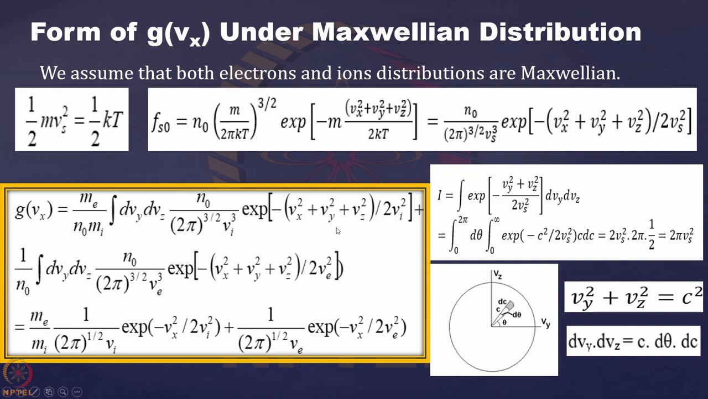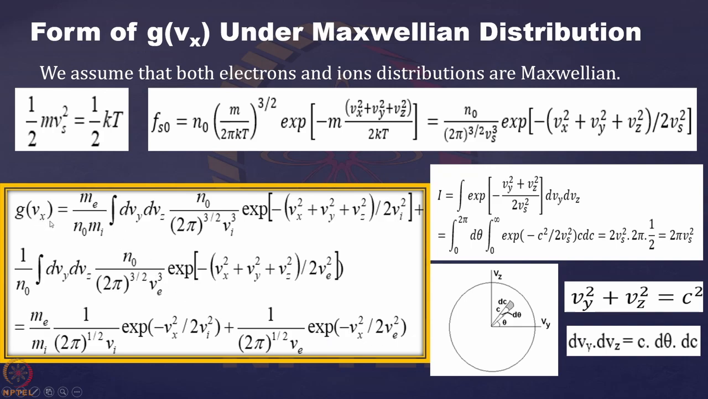To do this integration, you can do it in n number of ways, but one very convenient, quick method is the polar coordinate. So this is Vy and Vz, and if you write this in terms of C, then you can do this integration very quickly, and it comes out as 2Vs square. So you just put that in for the ions and for the electrons, and you get an expression in terms of Vx, Vi and Ve. This is the expression for GVX.